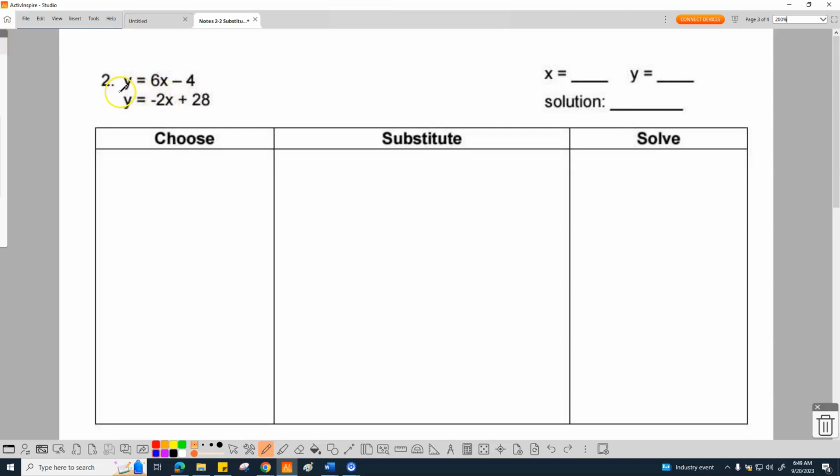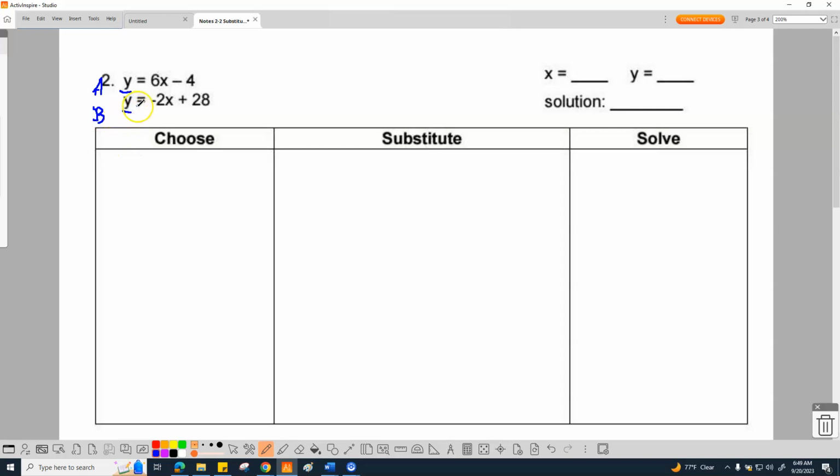So we have y equals 6x minus 4, y equals negative 2x plus 28. Which one are we going to insert into where? Well, that's totally up to us. Luckily for us, if you look at this, the y's are already basically solved for us. So I can say y and 6x minus 4 is interchangeable. So I'm going to say this is my equation A, and this is my equation B.